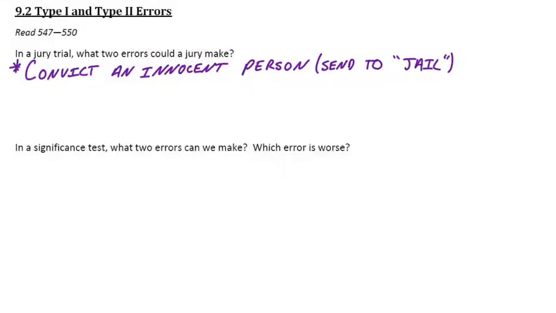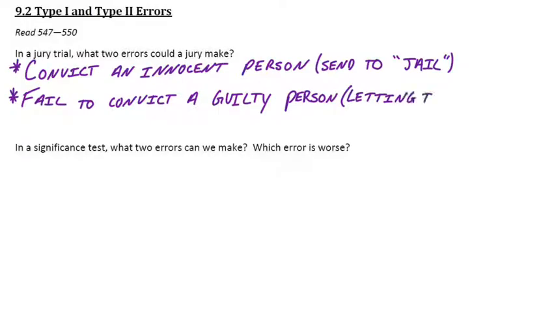The other error they could make, let's go the other way. What if they don't convict that person? Basically, they're letting a guilty person go free. So there's two sides to that coin. They could let a guilty person go free, which would also be an error, or the first one, they could send an innocent person to jail. So these two errors, in the context of a jury here, relate directly to the two types of errors we could make when we're making stats conclusions.